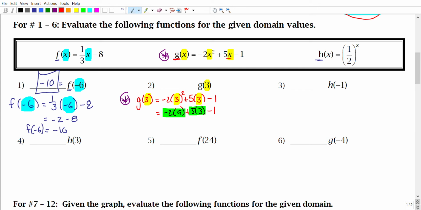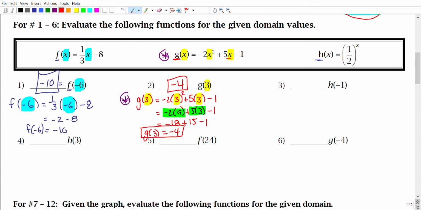So what do I get? I get negative 2 times 9. That's a negative 18. 5 times 3 is a positive 15 minus 1. So negative 18 plus 15 is a negative 3, minus 1 is a negative 4. So my final answer is right here. G of 3 is negative 4. So I'm going to go ahead and write that in for my final answer.